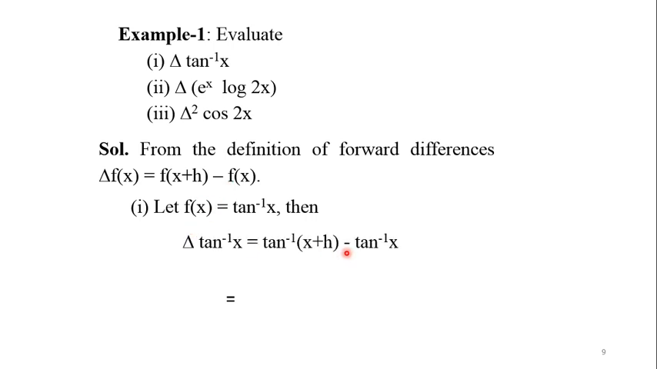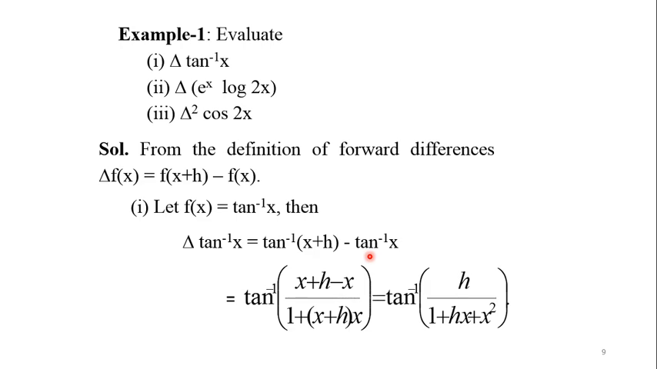So the value of the function increased by h, minus the original value of the function. Then you can apply the trigonometric formula: tan inverse a minus tan inverse b is tan inverse of (a minus b) upon (1 plus a into b). So the result is tan inverse of h upon, as plus x minus x cancels, simply 1 plus hx plus x square in the denominator. So this is the value here.